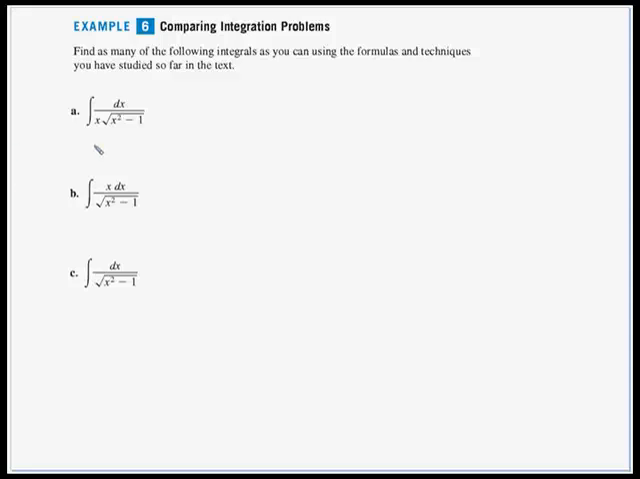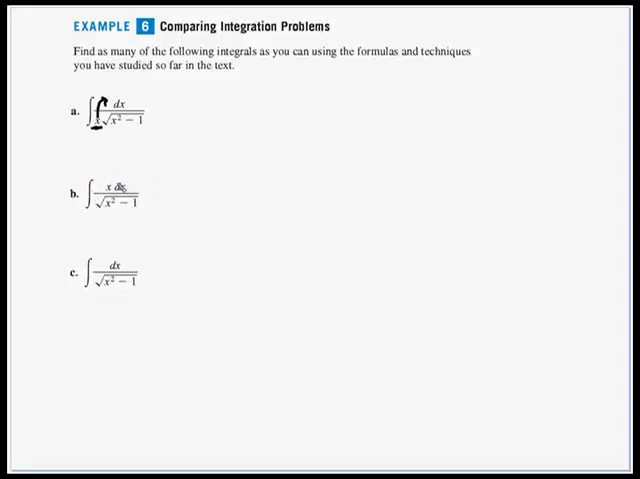If we look at the first one, they all look pretty similar. Let's just compare all of them. In the first one here, we have an x in the denominator in front of the radical. In part B, that x has moved up top, and it's x times dx in the numerator. Completely changes the dynamic of the problem.